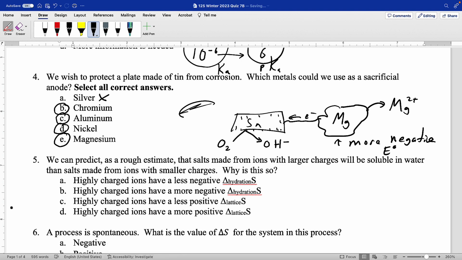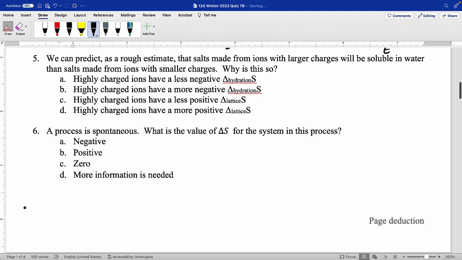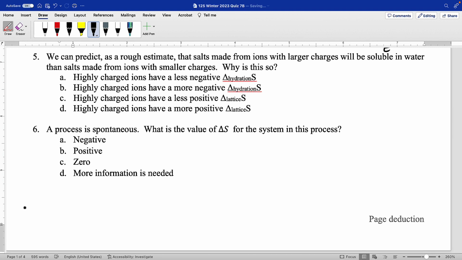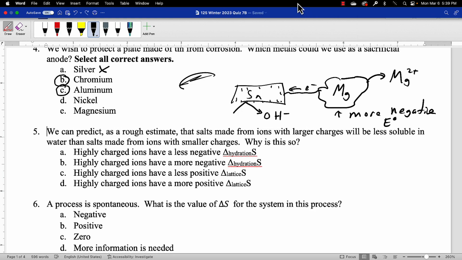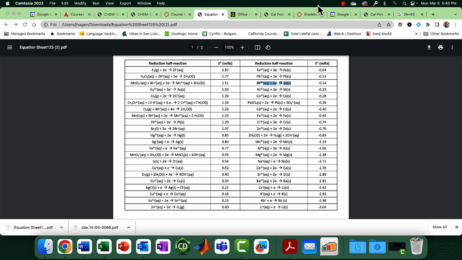Okay, we can predict as a general rule that salts with larger charges will be, and then the correction that was on here was less soluble. So we go to our table of potentials and we see tin here, and then we look and say what metals are more negative. And if we look down here, we see some that were on our list.